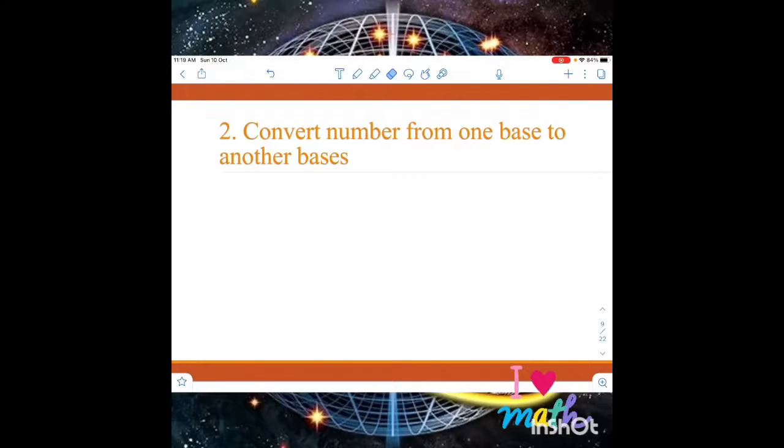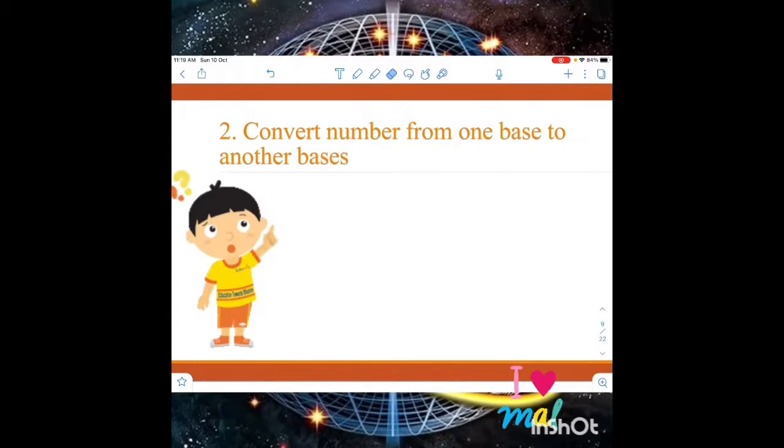Next, we will learn how to convert number bases from one base to another base without the help of calculators, because the calculators that we are using are limited only to base 2, base 8, and also base 10. When you want to change base between these three types of bases, we can convert straightforwardly by using the calculator.